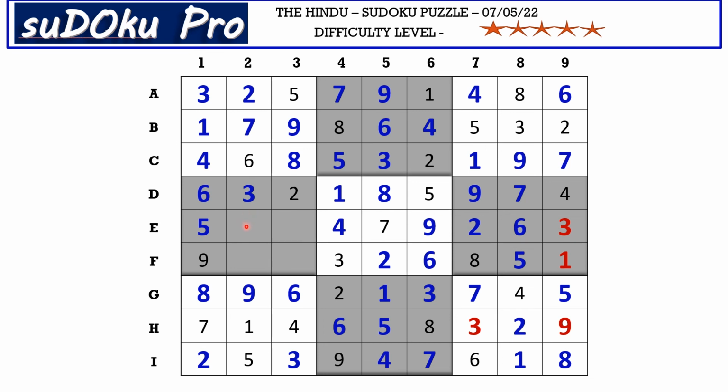In E row, the missing numbers are 1 and 8. There is 8 blocking from here. So E3 takes 1 and E2 takes 8. And here in F row, the missing numbers are 4 and 7. There is 4 blocking from here. So F3 takes 7 and F2 takes 4.